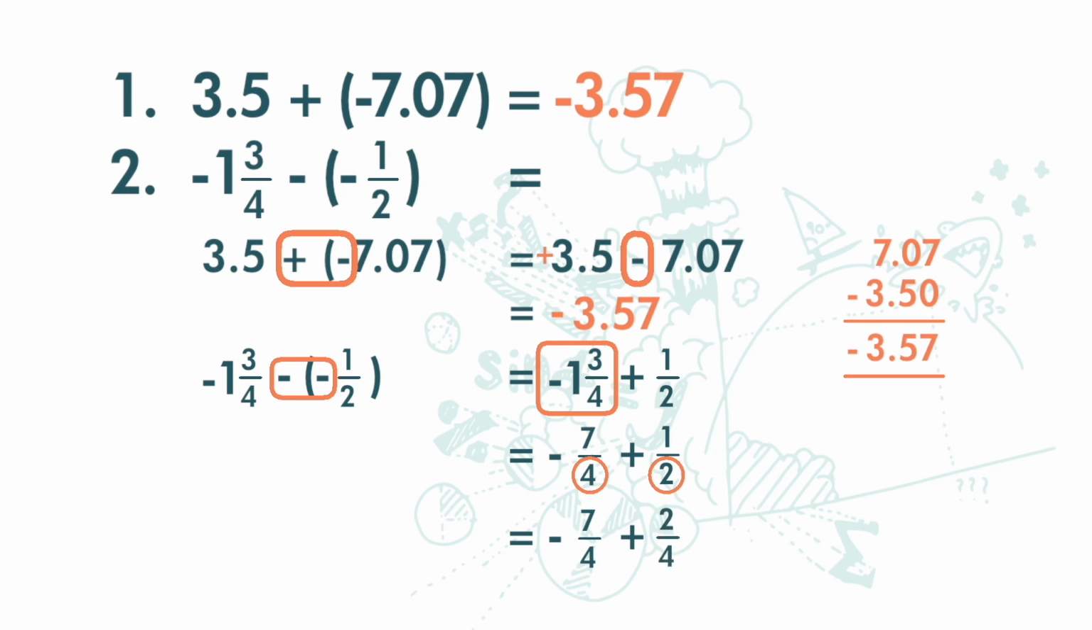Now let's look at the numerator, that is the number on top. One is -7, the other is plus 2. 7 is larger than 2. There is more negative than positive, so the answer must be negative. Then we subtract 2 from 7 to get 5. The denominator is unchanged. And this is the answer.